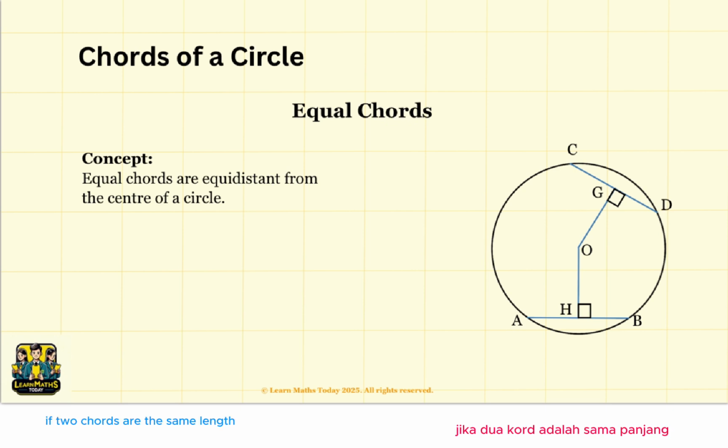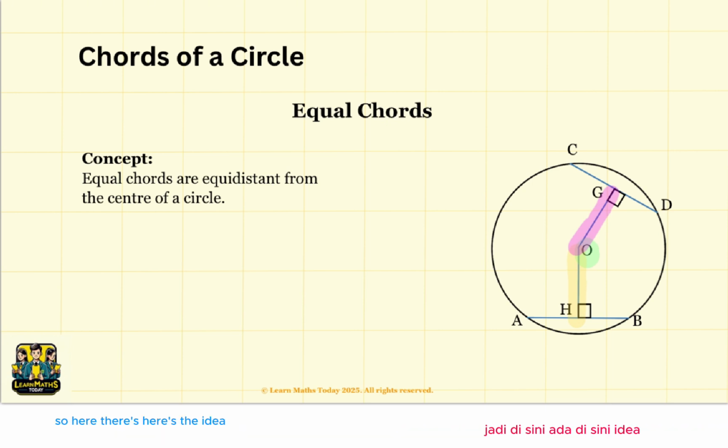If two chords are the same length, they are the same distance from the center of the circle. In this example, the center of the circle is O. From O, we can draw two lines going from O to the middle of each chord. There will be OH and OG. Both of these lines meet the chord at right angle.